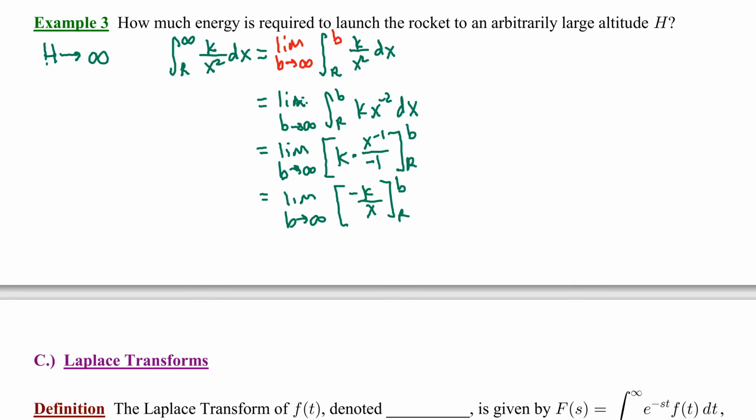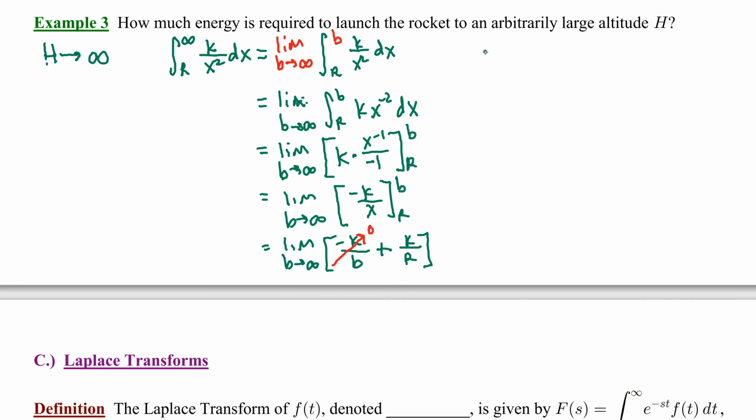The next thing we need to do is apply the fundamental theorem of calculus and evaluate the antiderivative at the upper limit and subtract it evaluated at the lower limit. So plugging in our upper limit, we have negative k over b minus negative k over r. Now, if k is a constant and b is approaching infinity, then the limit of this term is going to be 0. The limit as b approaches infinity of k over r, well, that's just a constant, and the limit of a constant is a constant.